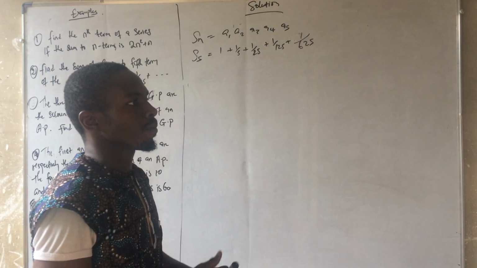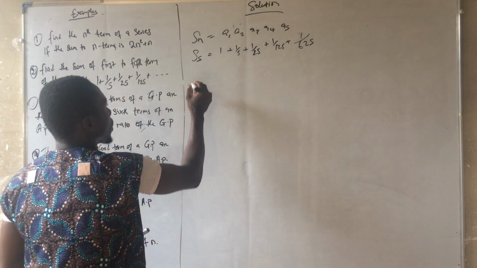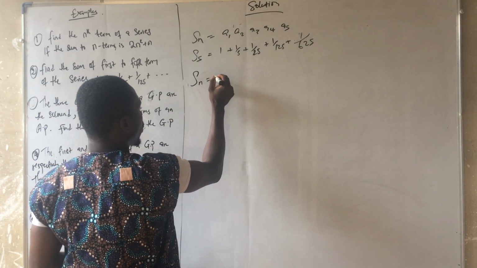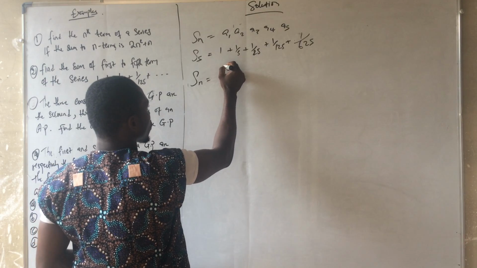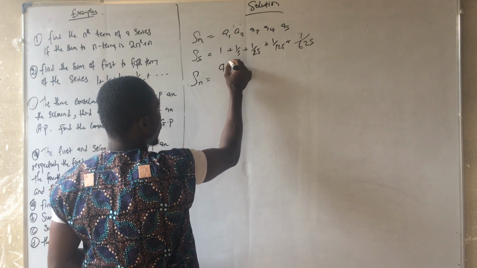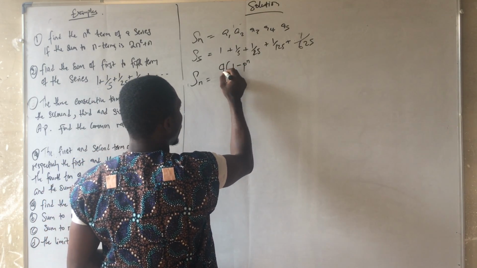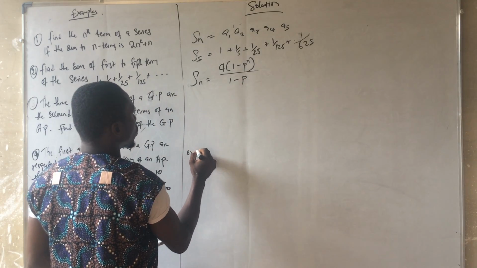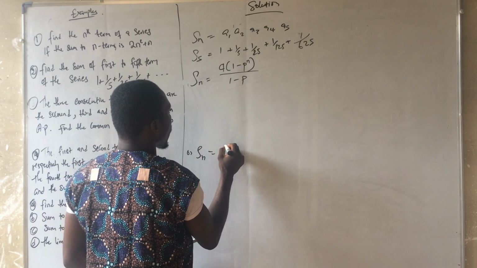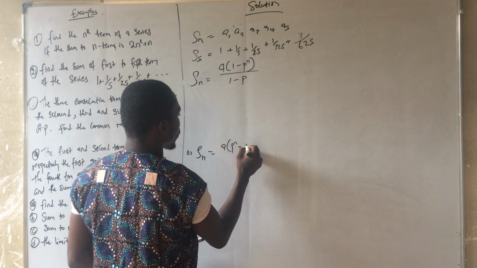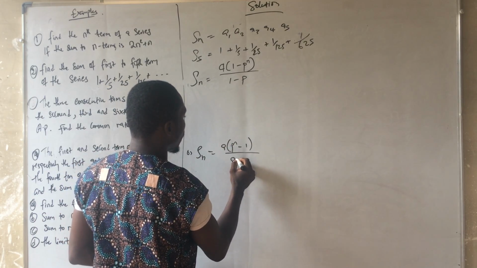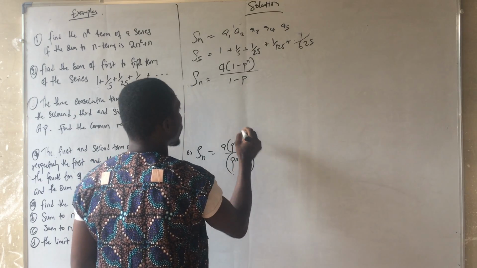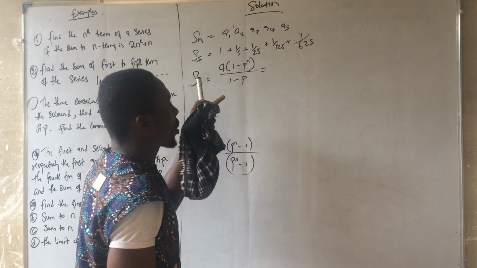And using the sum of a GP, it is Sn equal to a(1 minus r^n) all over 1 minus r, or we use Sn equal to a(r^n minus 1) over r minus 1. So this is what we're going to be using. Let us use this one first.